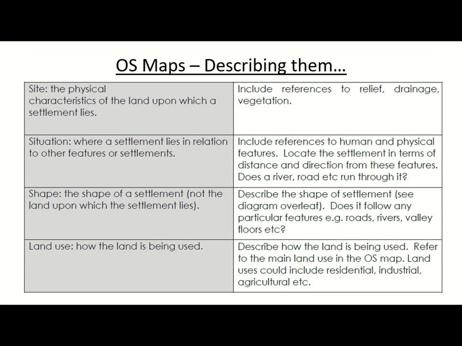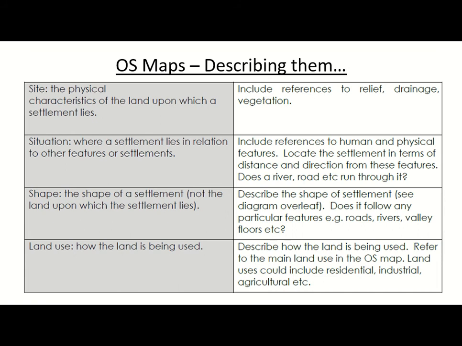The shape of a settlement is something you can see quite nicely from above, because all OS maps show you from above, and you need to be able to describe the shapes of settlements. So are they clustered together? Are they nucleated around a central square? Are they linear along a line? Do they follow a road or a river or a railway line, for example?